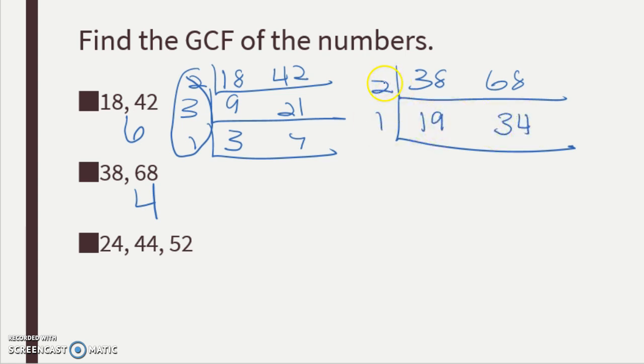34. That is only 2. You've got to stop there. 2 times 1 is 2. So our final answer is going to be 2.